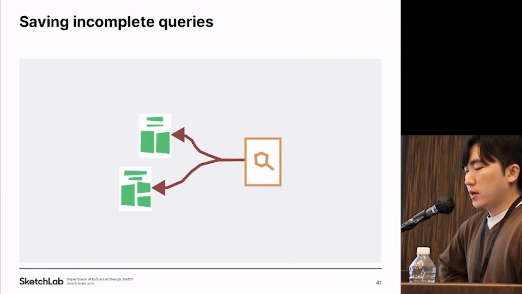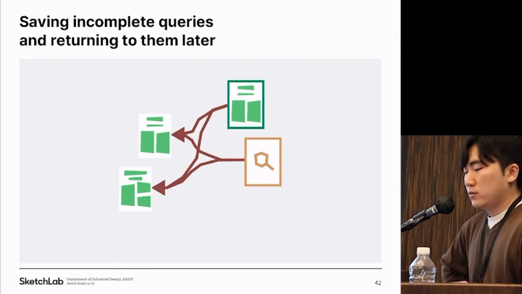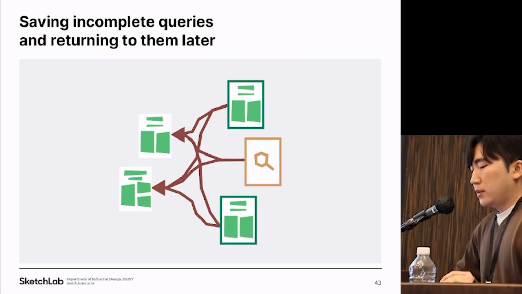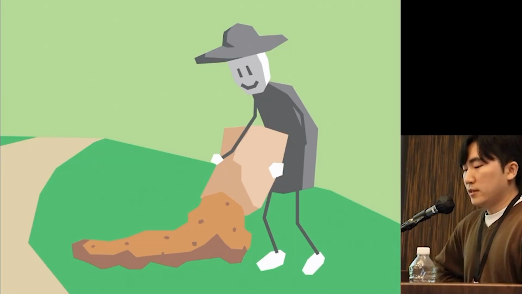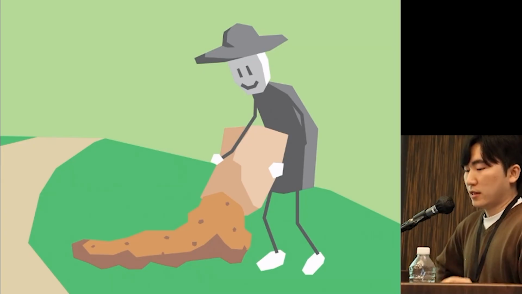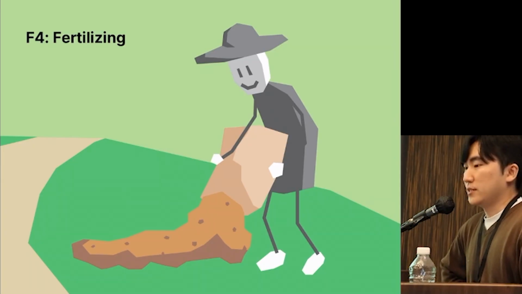Participants recorded certain ideas about a search first, and later came back to continue their search. They kept their focus, and they didn't lose their thoughts. It resembles spreading fertilizer that helps the tree grow well. So I named this pattern fertilizing.